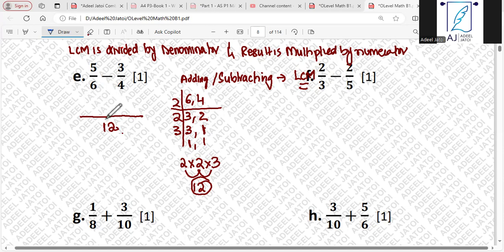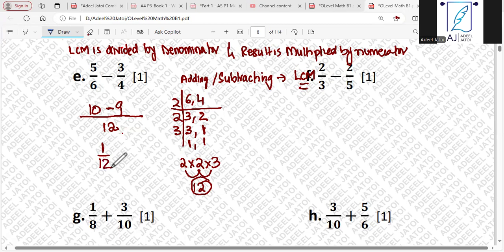So 12 divided by 6 is 2, and 2 into 5 is 10. Moving further, 12 divided by 4 is 3, and 3 threes are 9. So this will be 1 upon 12, which will be the answer.